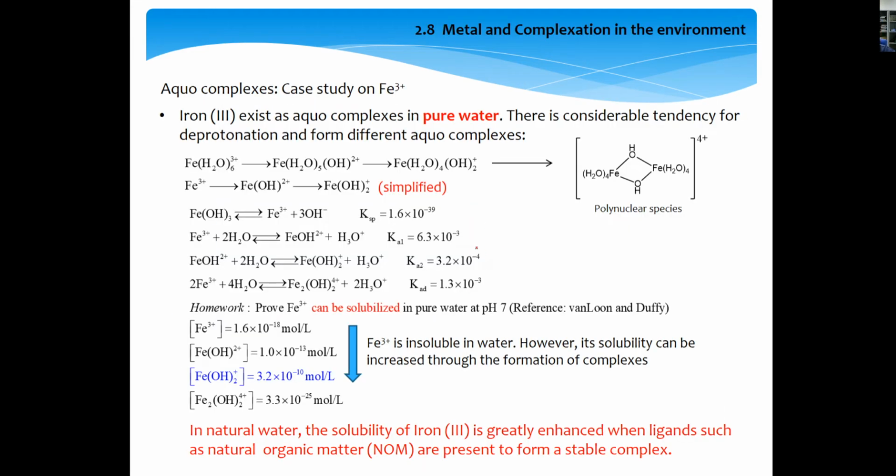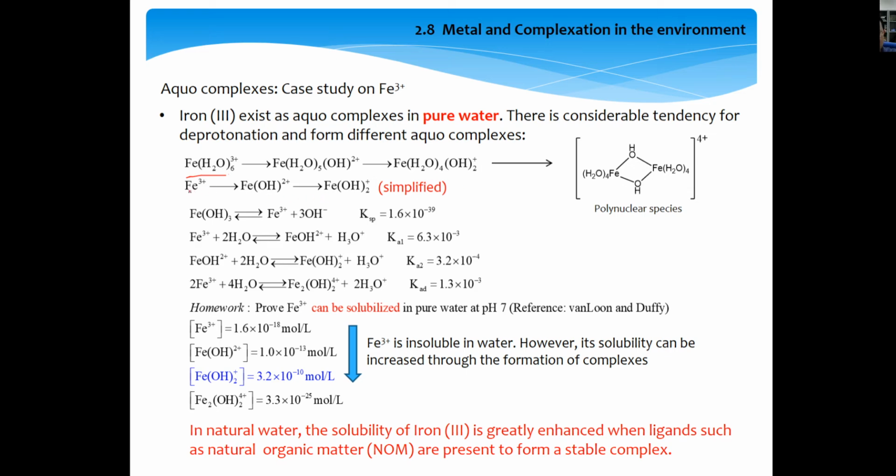Okay, before we move to the naturally occurring ligand, let's take a look at iron(III). Iron(III) is a very common mineral in water. When it's first dissolved in water, it forms not a hydrated ion, but actually aqua complexes. And then the aqua complexes can slowly ionize and turn into different complex ions.